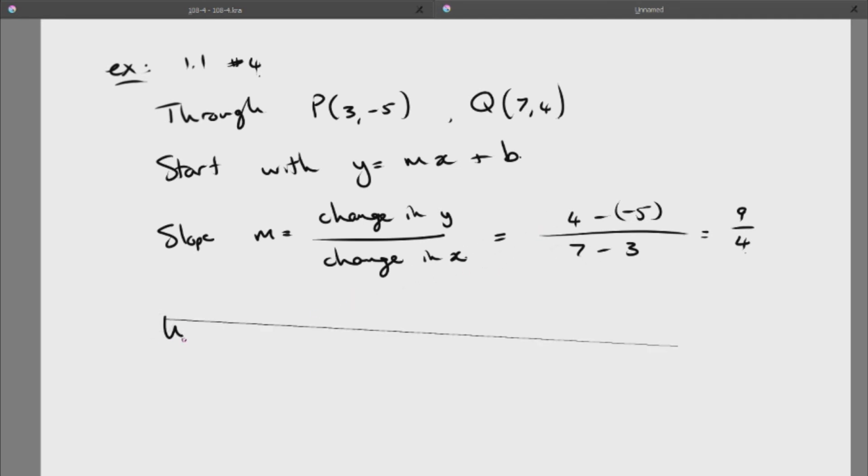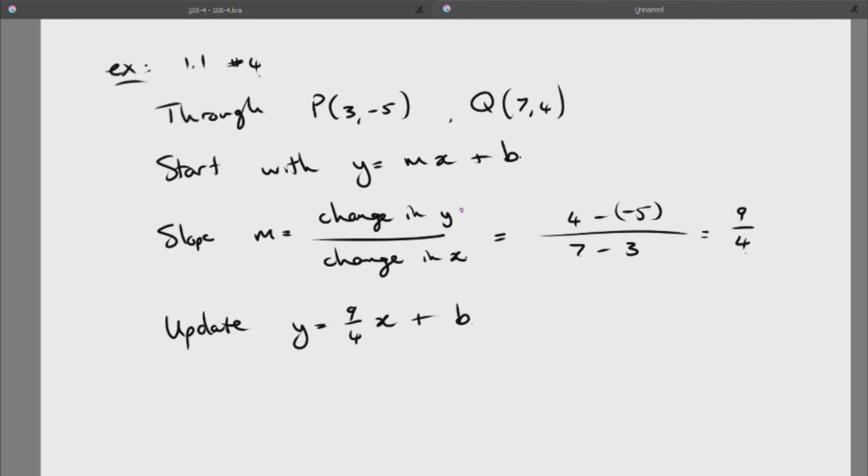So then I update. I have one of the numbers, 9 over 4 for m, and I still need to find the b. But that's okay. I know that both points P and Q sit on the line, and a point being on the line means that when I plug it into the equation, the left-hand side equals the right-hand side. So I can use either one of these and plug them in, and I still have an equation. Which one would you like to plug in?